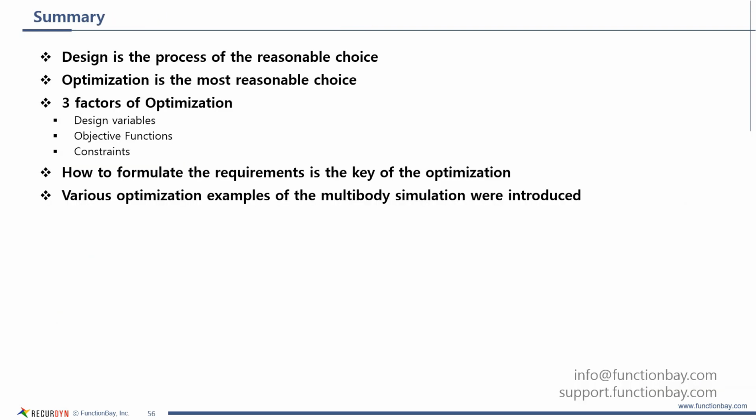In this presentation, I have explained that design is the process of making a reasonable choice. Then, I explained that optimization is making the most reasonable choice. The 3 factors of optimization are design variables, objective functions, and constraints. How to formulate the requirements is the key of optimization. Lastly, I introduced various multi-body simulation examples to show how to define the 3 factors of optimization.